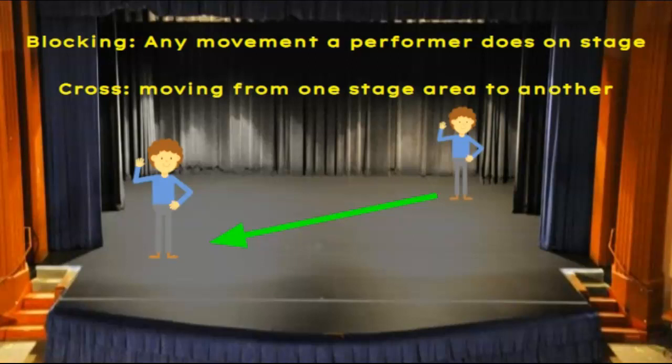The performer who's in upstage left, way back there, he's smaller, he's in the back, and he's in the least powerful stage position. He is crossing. So to cross the stage means to move from one stage position to the other. If it's from a less powerful position to a more powerful position, the audience is going to take notice of you. If it's from a more powerful position to a less powerful position, the audience is going to take less notice of you.